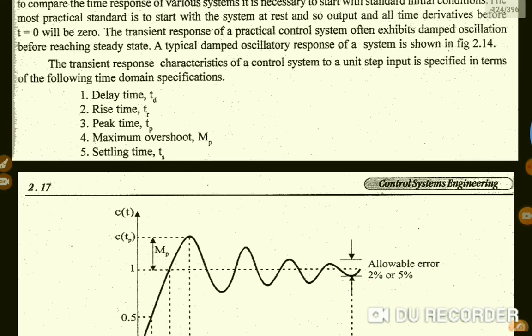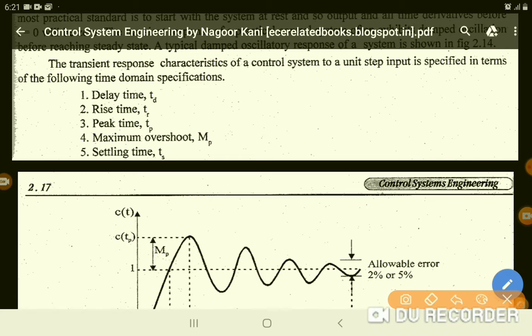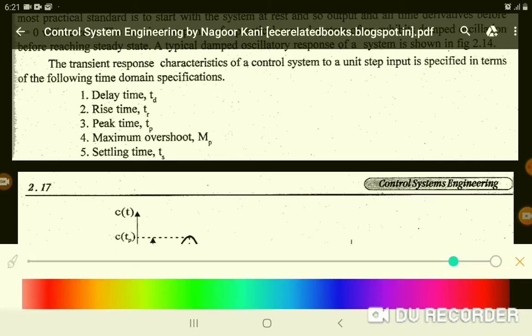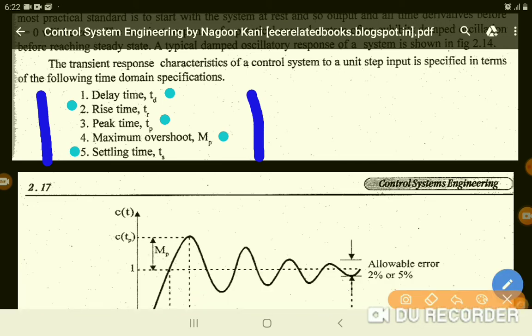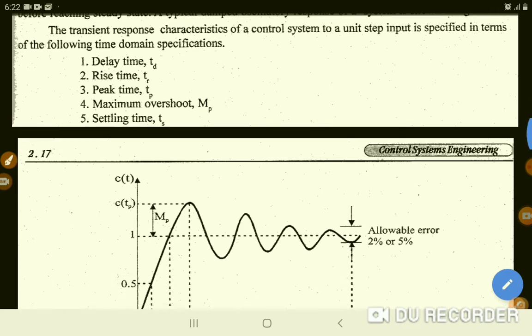The transient response characteristics of a control system are specified in terms of the following time domain specifications: delay time T suffix D, rise time T suffix R, peak time T suffix P, maximum overshoot or peak overshoot M suffix P, and settling time T suffix S. We'll see all the explanations one by one.